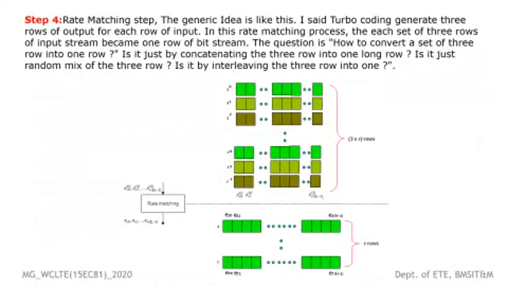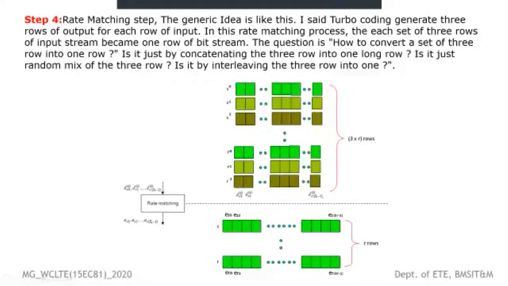So in case of channel coding, what is done with the 1/3 coding rate? One input bit stream is converted into 3 output bit streams. Here with the rate matching, we are converting those 3 rows into a single row, the reverse process. Here what I've shown, 1 power 0, 1 power 1, 1 power 2, that is 3 rows, will be converted into a single row, that E10, E11, and so on.